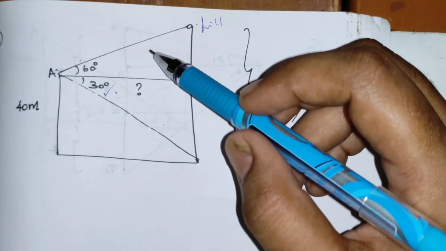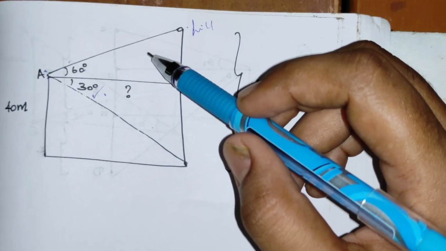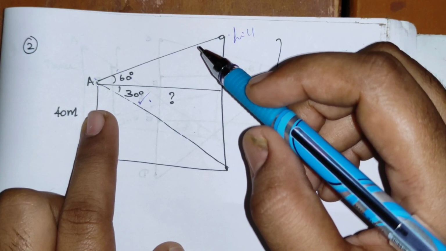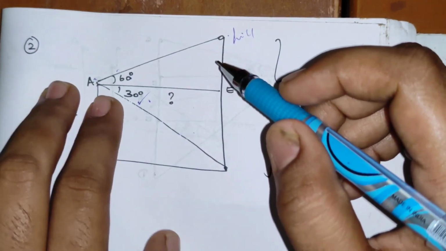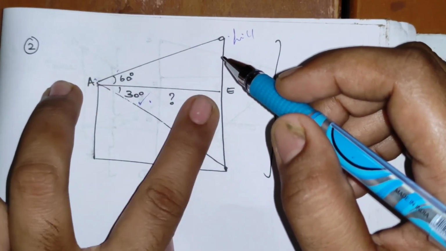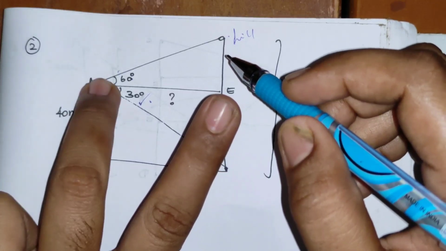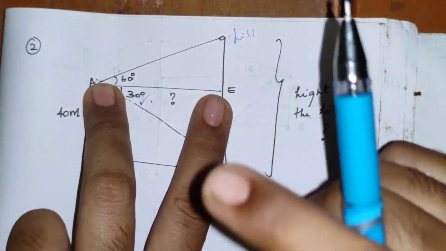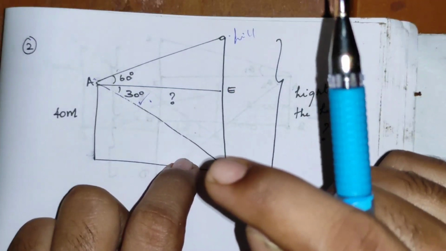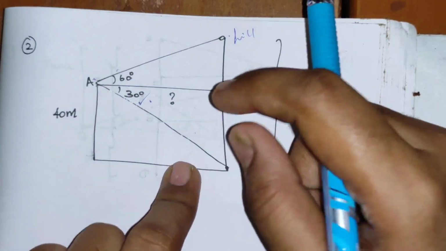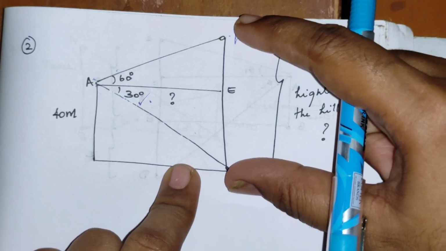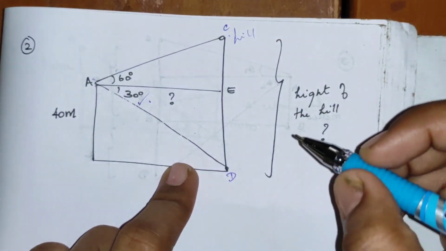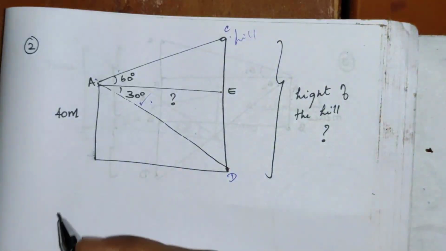Calculate the distance of the hill from the ship and the height of the hill. So they are asking for the distance from the ship, that is the distance from this ship to this hill. So we can find AE, or we can find BD. One more thing, calculate the height of the hill. They ask us to find the full height. So we are asked to find CD and AE.